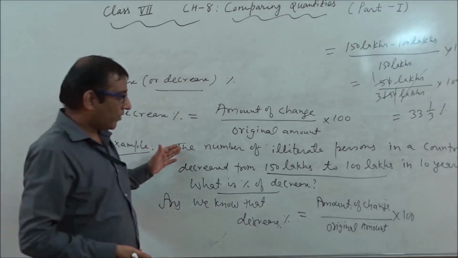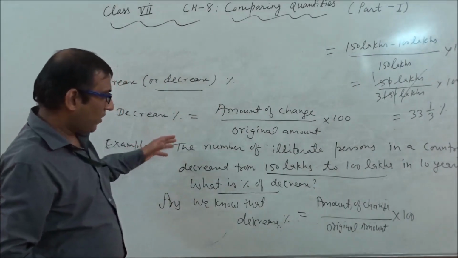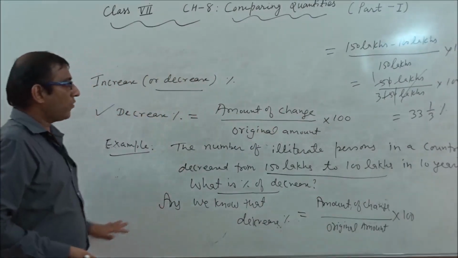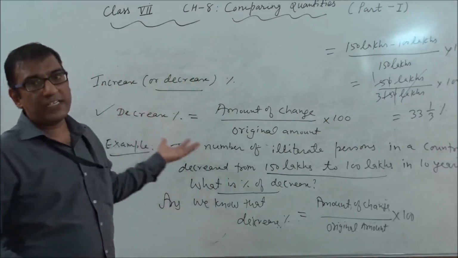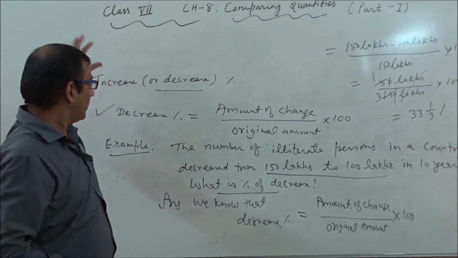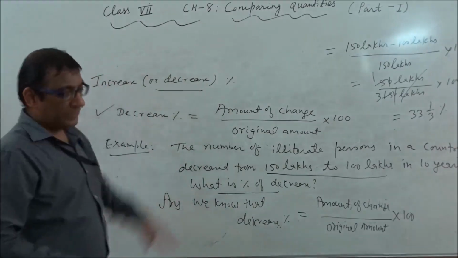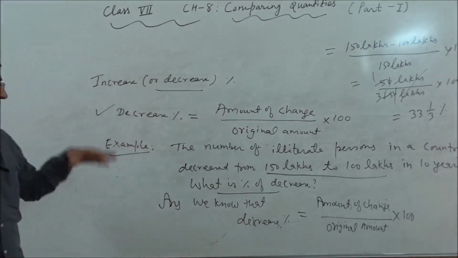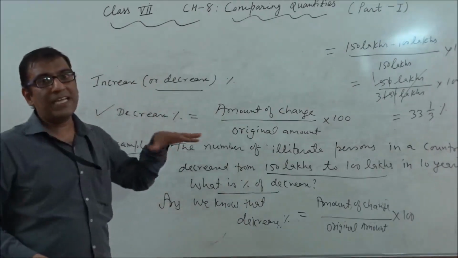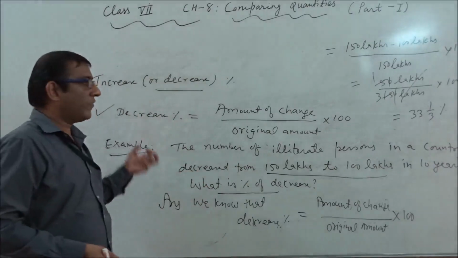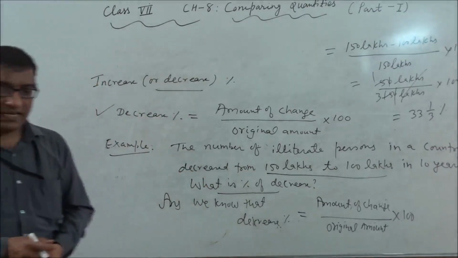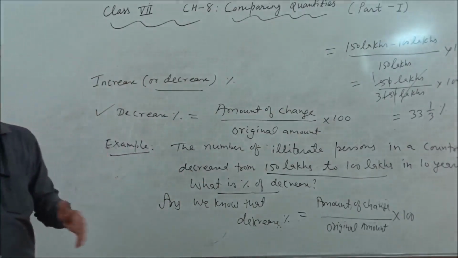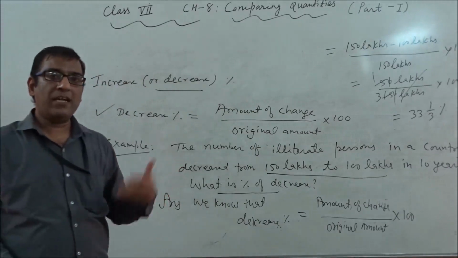If the population of a particular place is decreased from 150 lakhs to 100 lakhs, this is the way of solving the question related with decrease percentage. The earlier example was related with increase percentage, and this example is related with decrease percentage. With the help of these examples, we will solve questions based on increase and decrease percentage. So this is the concept of increase and decrease percentage. After this, we will continue with the next concept, that is profit and loss, and after that we will solve profit percentage and loss percentage.